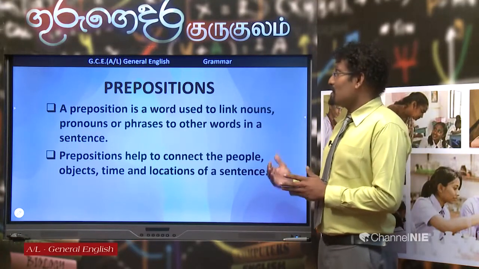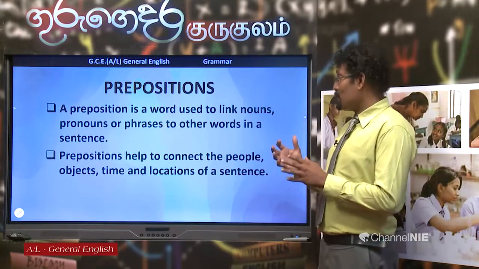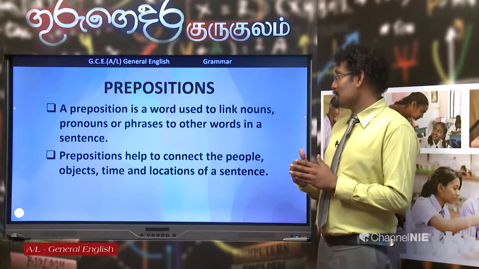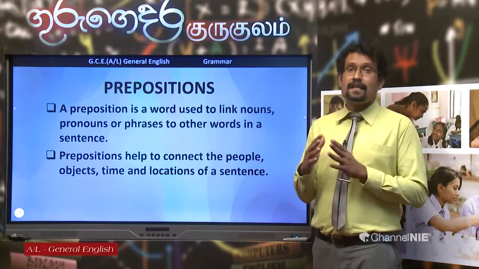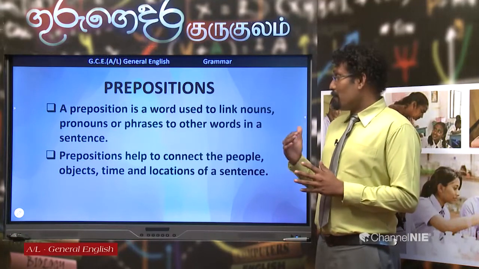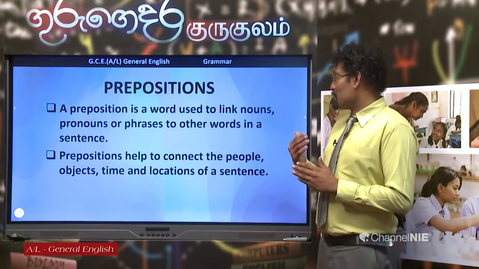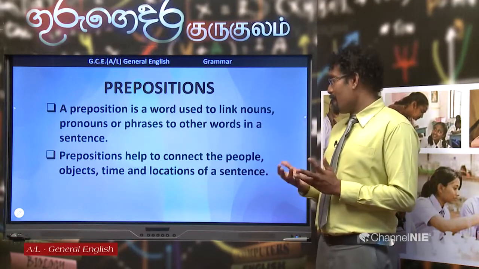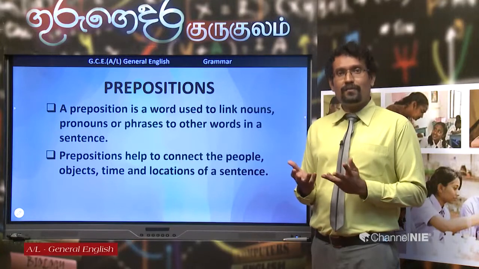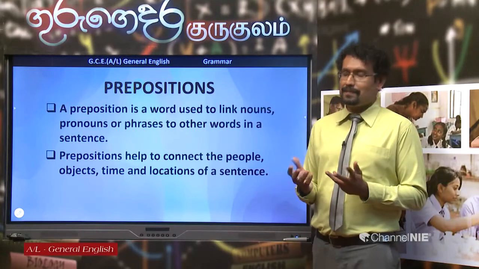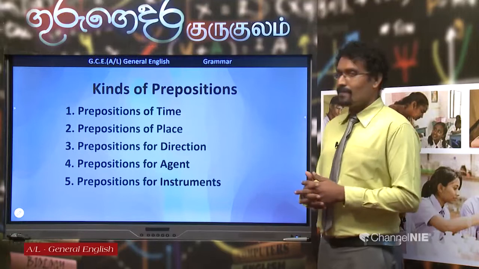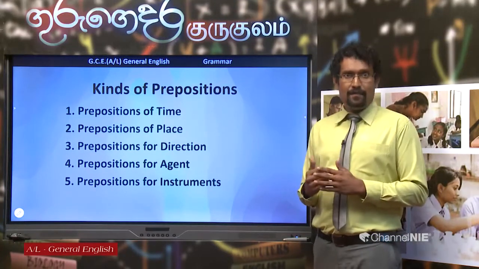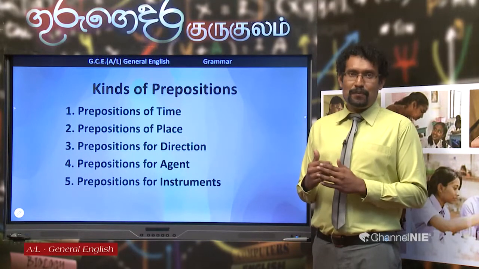So, a preposition is a word that is used to link nouns or pronouns or phrases to other words in a sentence. Prepositions help to connect the people, objects, time and locations of a sentence. There are many kinds of prepositions in the English language. Let us see what they are.